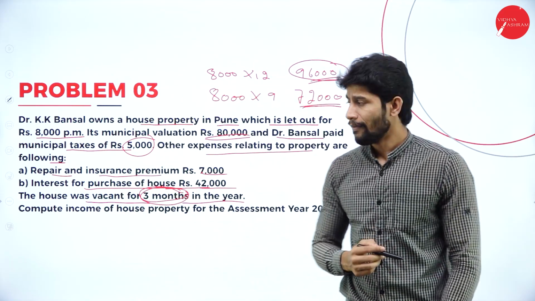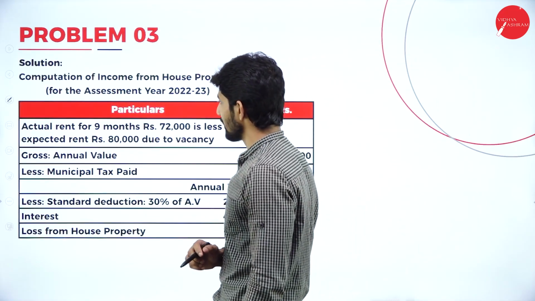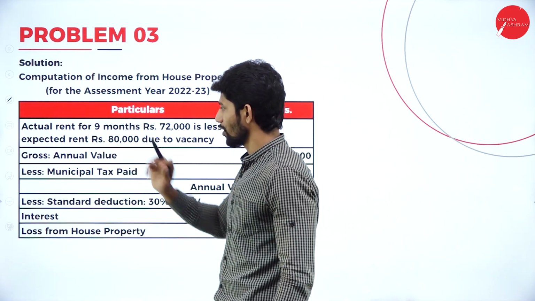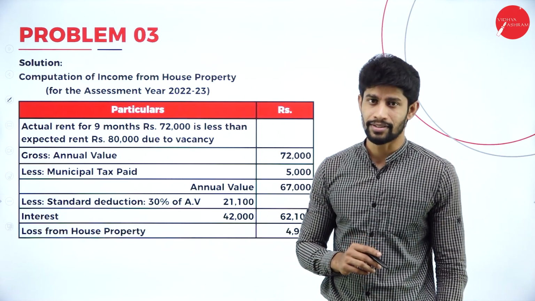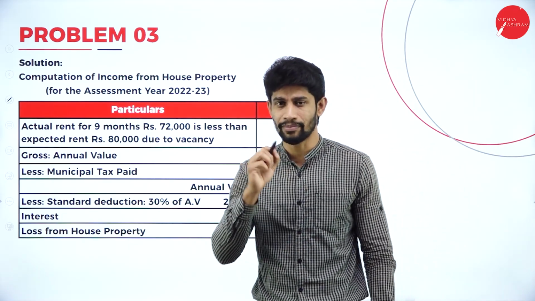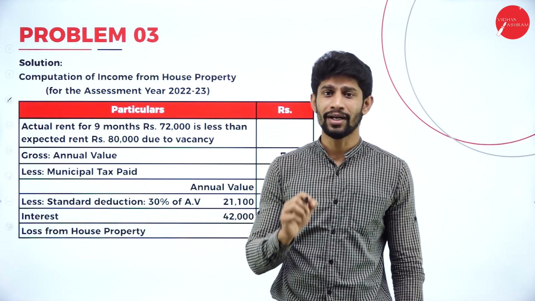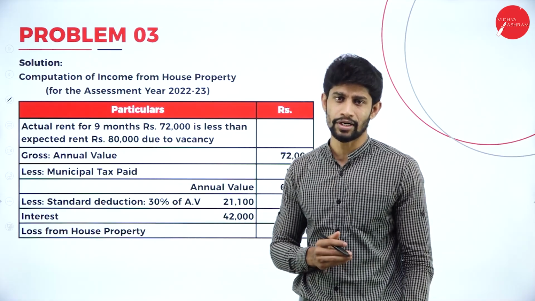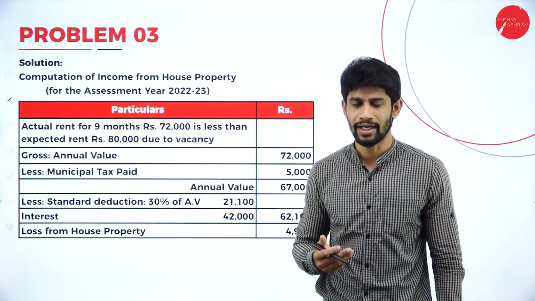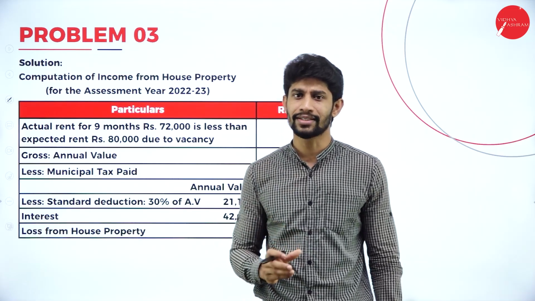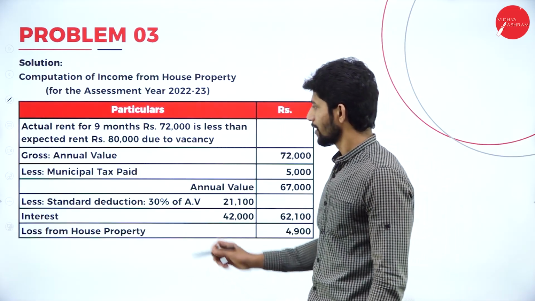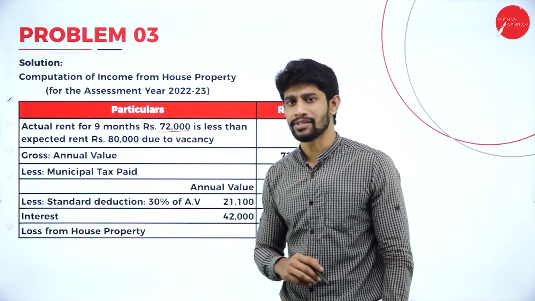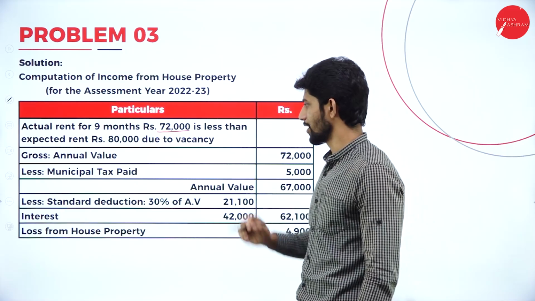So now let us solve the problem. So computation of income from house property for the assessment year 22-23. So actual rent for 9 months. Yes, we are considering the actual rent for 9 months, because it is vacant for 3 months. If it is vacant, if there is no tenant in that particular house, so you will not be receiving the rent, right? So for that 3 months, we will not be considering. Okay, so 9 months, you will get 72,000. How you will get 72,000? So 9 months into 8,000 per month, you will get 72,000.